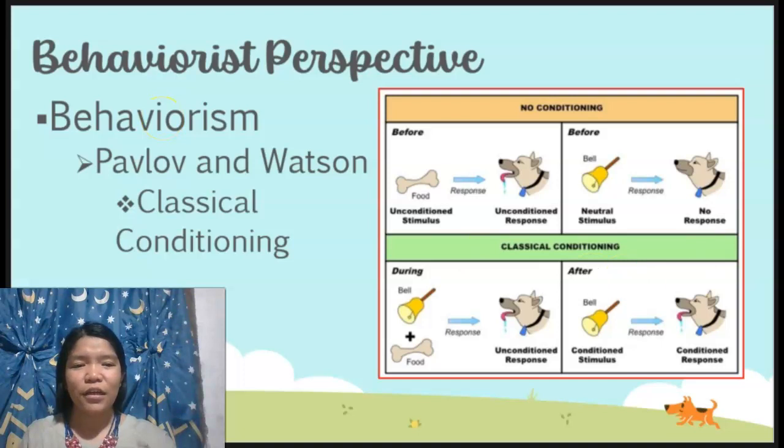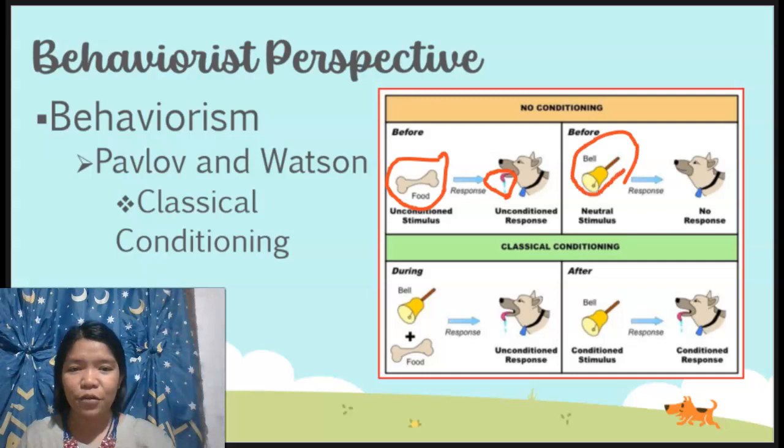What is classical conditioning? Classical conditioning is focused on how we condition the mind to respond to stimulus. Example here, the experiment of Pavlov included a dog and a bone. As we can see here, the dog is presented with a bone and there is a salivation. And then on the second picture, the dog is presented with a bell, and the result is that there is no salivation here. And then on the third, the dog is presented with a bone and a bell.